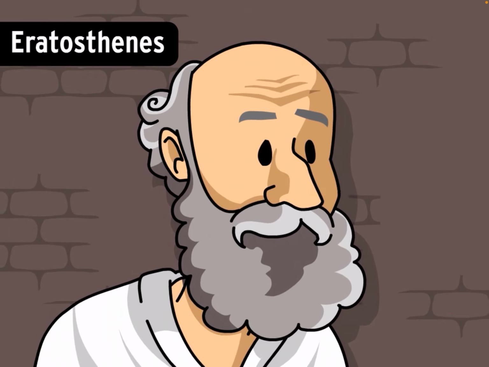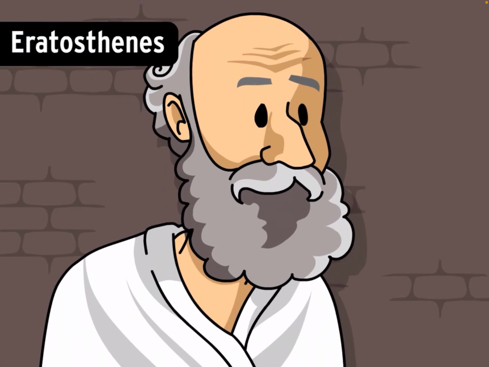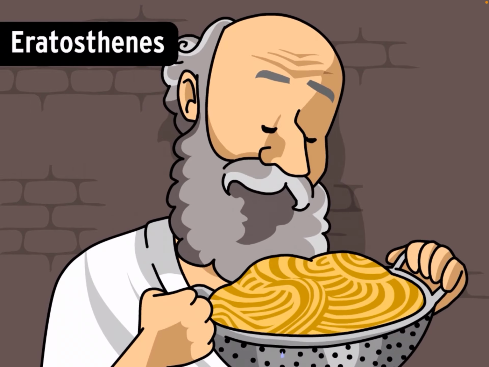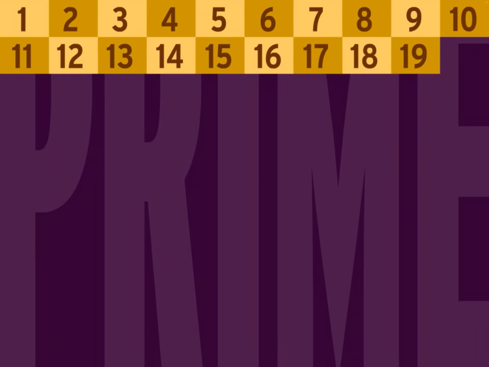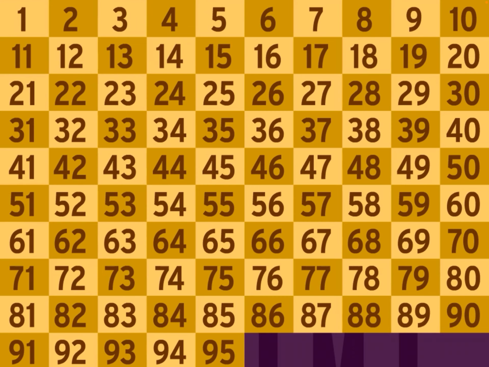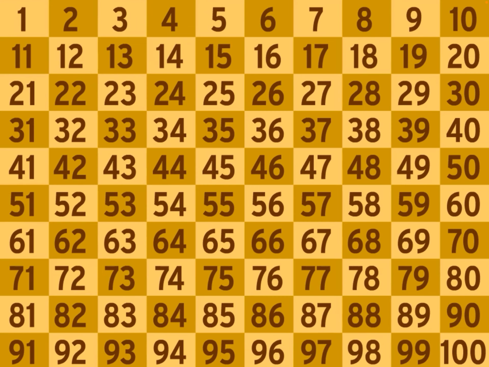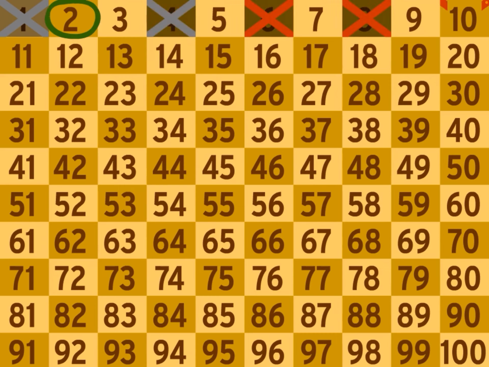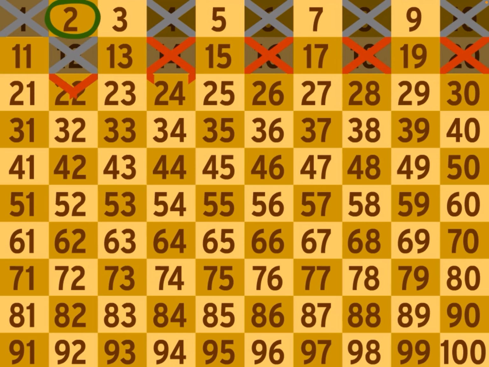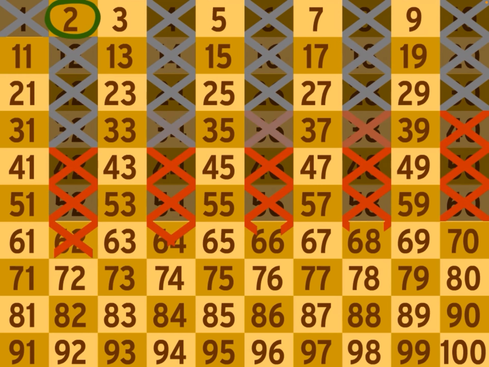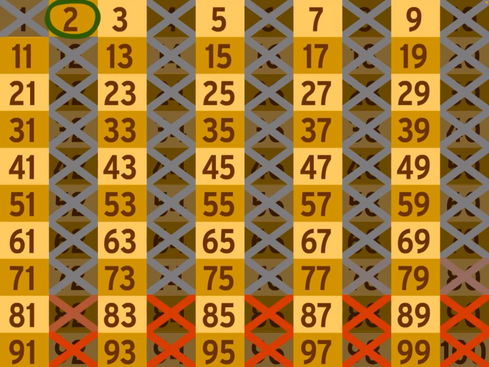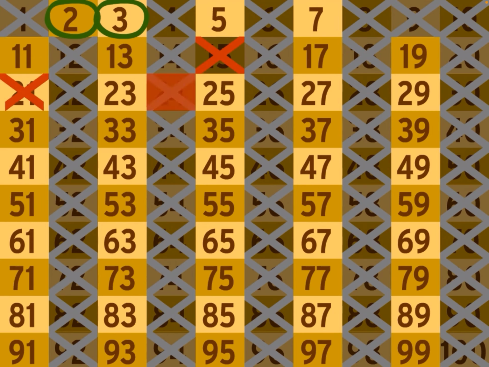His technique for separating prime numbers from composite numbers is sort of like draining water from pasta. First, we make a chart of every number from 1 to, say, 100. Since 1 isn't a prime, cross it out. Then, circle 2, the smallest prime. Next, cross out every even number after 2. Since they're all divisible by 2, they're not prime. Okay, then circle the next prime, 3, and cross out every third number, since they're all divisible by 3.